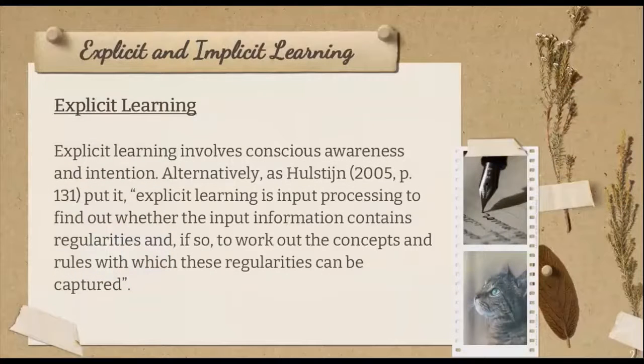Explicit and implicit learning. Explicit learning involves conscious awareness and intention. Alternatively, as Hulstijn put it, explicit learning is input processing to find out whether the input information contains regularities and, if so, to work out the concepts and rules with which these regularities can be captured. So explicit learning is intentional or active learning.